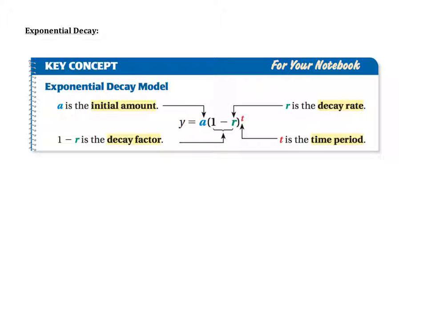Next, we have the exponential decay model. So just like we had the exponential growth model, it'll look a lot the same. The exponential growth model had a plus sign here rather than a minus sign. So that's the difference between exponential growth and exponential decay. You still have your initial amount, A. You still have your decay factor. This was before called the growth factor. You're going to take 1 minus your decay rate instead of 1 plus your growth rate. R is the decay rate, and remember that's always going to be as a decimal. And the t value is the time period, and typically that's going to be in years.